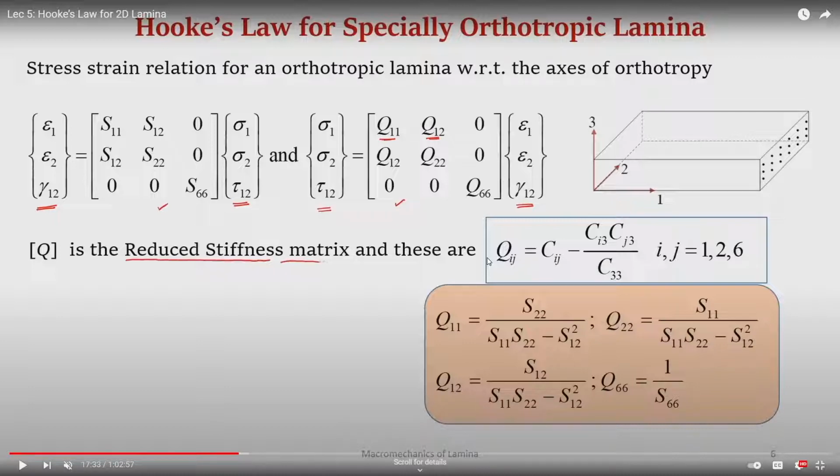Now anyway Q16 is 0, Q26 is 0 because C16 and C26 are 0 for orthotropic lamina. And then when it comes to Q66, there is nothing like C63 and C6, therefore that is anyway 0, therefore Q66 is equal to C66. So it's correct. I and J go from 1 to 6 to take care of the fact that Qij could take the value of 11, 22, 12 and 66. Q16 and Q26 are anyway 0 for orthotropic lamina.